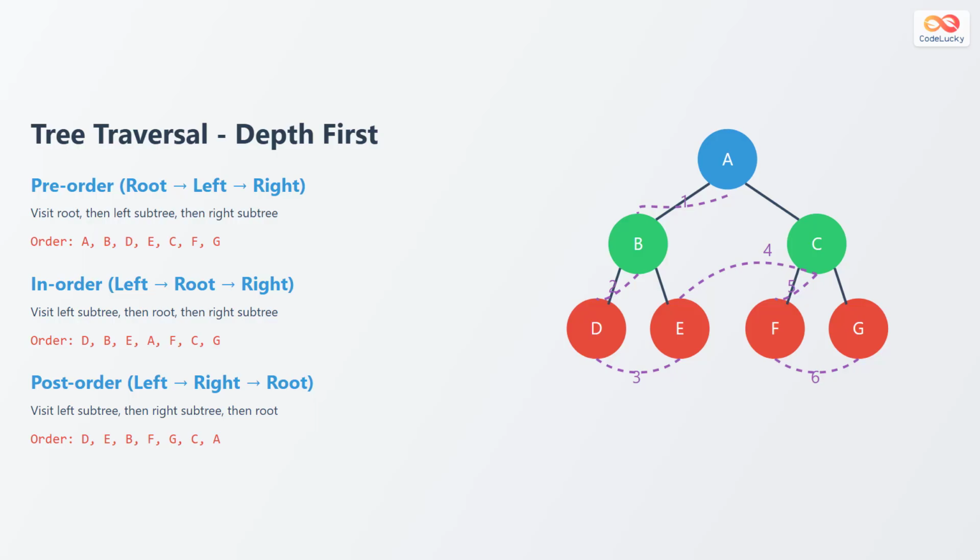In-order traversal involves visiting the left subtree first, then the root node, and finally the right subtree. For the tree shown, the in-order traversal order is D, B, E, A, F, C, G. Post-order traversal involves visiting the left subtree first, then the right subtree, and finally the root node. For the tree shown, the post-order traversal order is D, E, B, F, G, C.